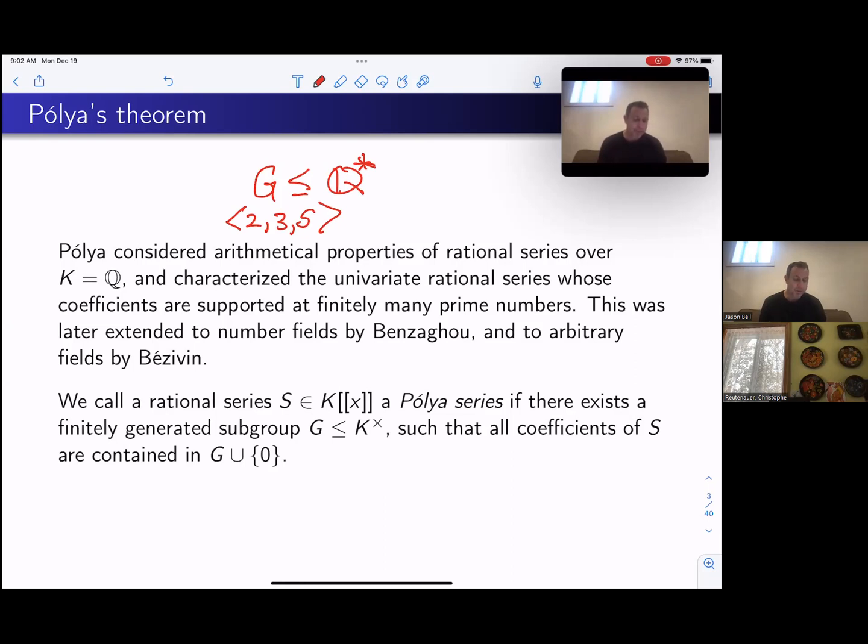And so this was first done for the rational numbers, and it was later extended. I don't know how to say Benzaghou and Bézivin did the general extension. In fact, Bézivin did it for D-finite series, where you allow finite fixed sums of elements of G. But now in Pólya's honor, we call a rational series a Pólya series if there's a finitely generated group G where all the coefficients are contained in either G or zero.